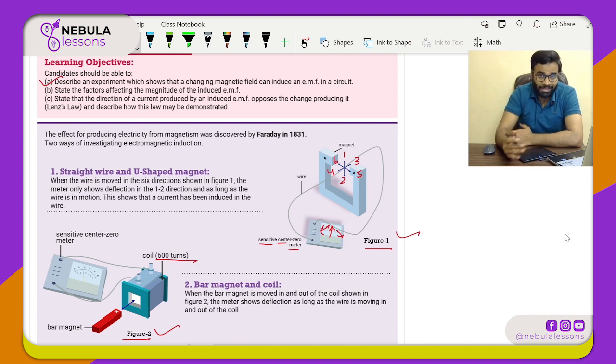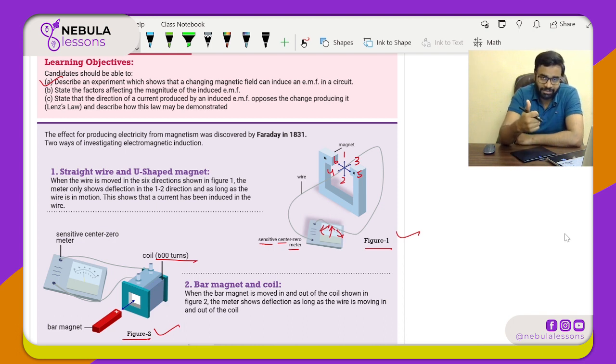If the field is not changing, let's just assume I keep this magnet inside the coil, the field will be constant, so the number of magnetic field lines passing through the coil would not change. So there's no change in the magnetic field, and there will be no deflection in the sensitive center zero meter. And if I just keep the wire between the poles of the magnet and I do not move it to any of the marked positions, the deflection will not be seen in the meter.